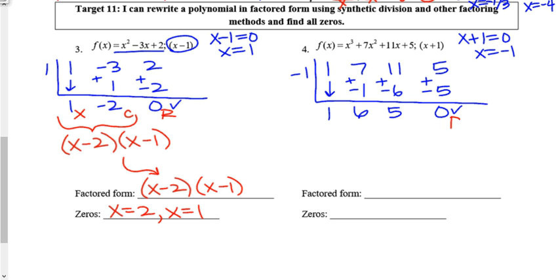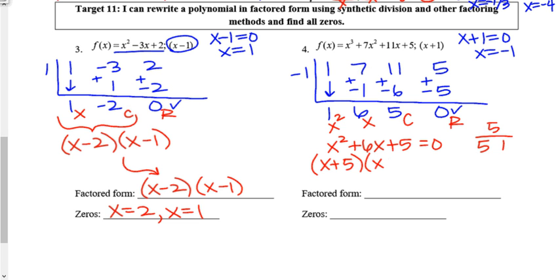0 represents my remainder, 5 represents my constant, 6 represents my x, and then 1 represents my x squared. So I'm actually left with a quadratic here. X squared plus 6x plus 5. So if I can factor that, which I actually can, factors of 5 that add up to be 6 are 5 and 1. Since my a value is 1, I just get x plus 5, x plus 1.